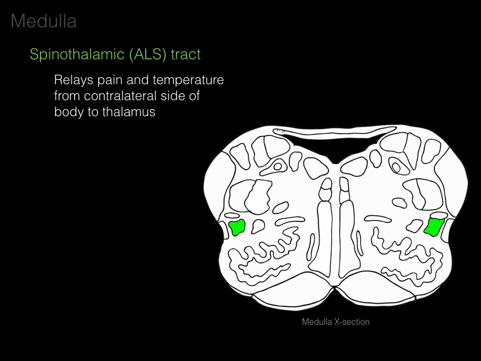And this is relaying pain and temperature from the contralateral side of the body to the thalamus. You're like, hey, this sounds familiar. This is like a broken record. But it's always repetition, I'm hoping, is helpful. So how do we find that in this cross-section of the spinal cord?